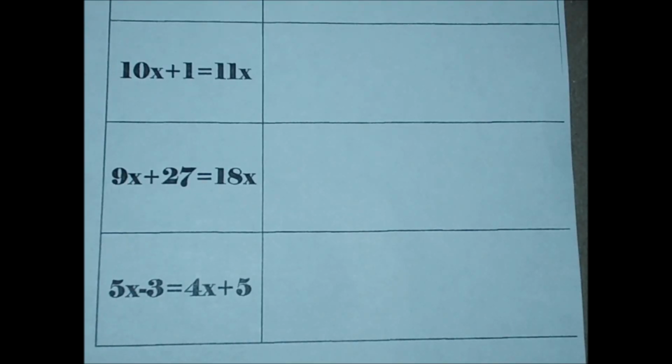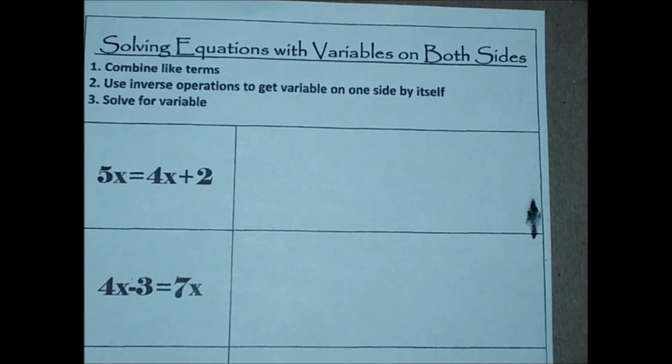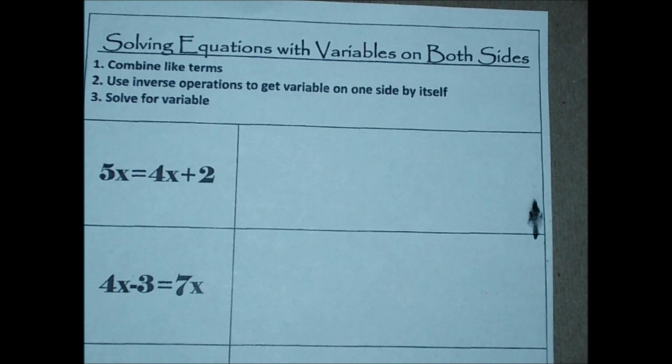Alright, so from yesterday, we finished the first two problems on solving equations with variables on both sides. Again, remember the three steps. Combine like terms. Use inverse operations to get the variable on one side by itself. Step 3, solve for the variable.